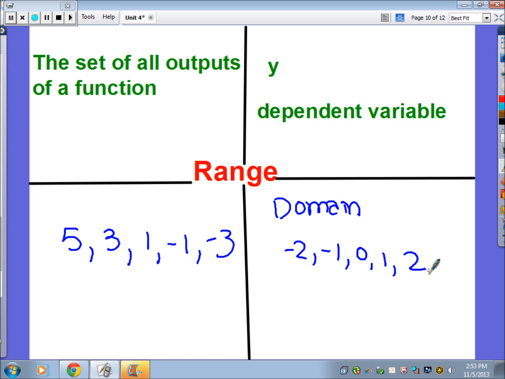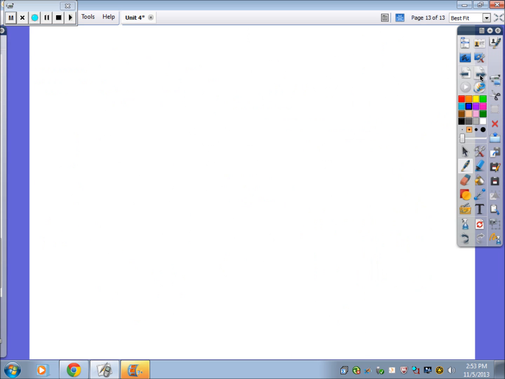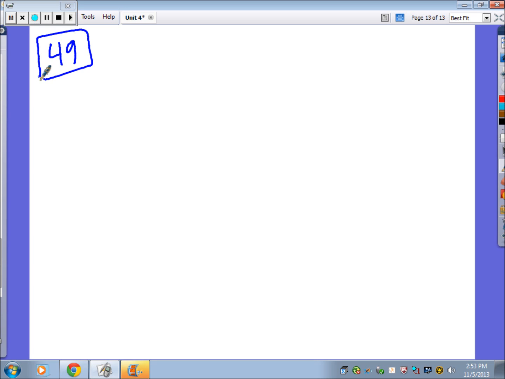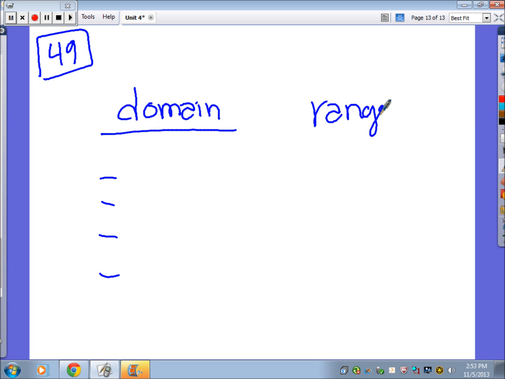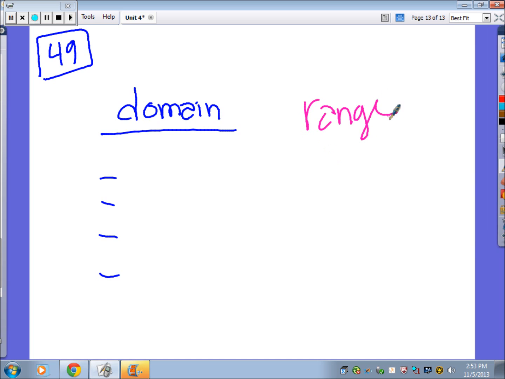So now that you've got all of this done, I want you to turn to page 49. 49 is a left-hand side. And on 49, I want you to now show me in another way that you know what domain is versus range. So maybe if you do domain, and then list out all the different names for domain, and then range. Oh, let's color code it. You know how much I love color coding. And then you list out all the different names for range.